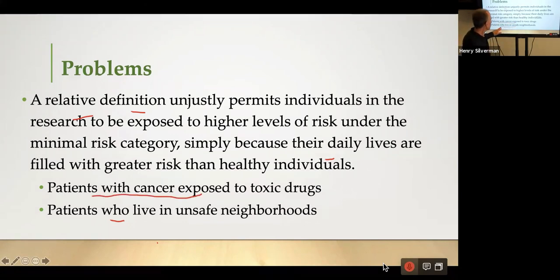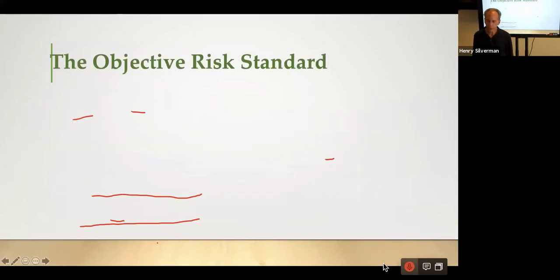Also, the other concept, daily life of healthy individuals living in normal societal conditions. So what's the daily life risk of someone who lives in Syria? Would we call it minimal risk? Or pick your country that has a lot of violence.